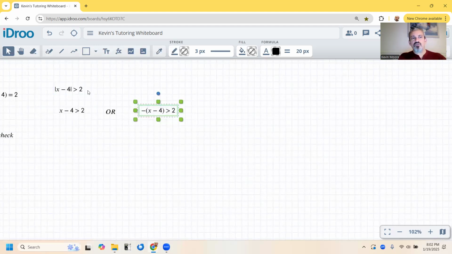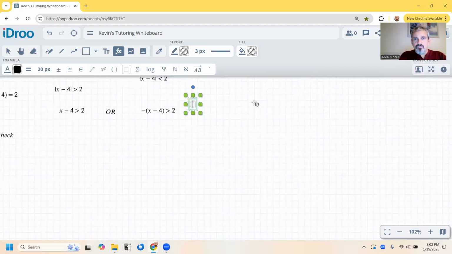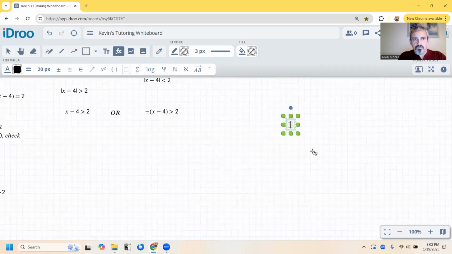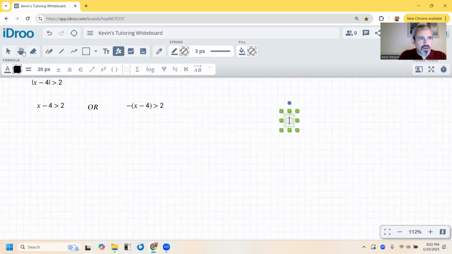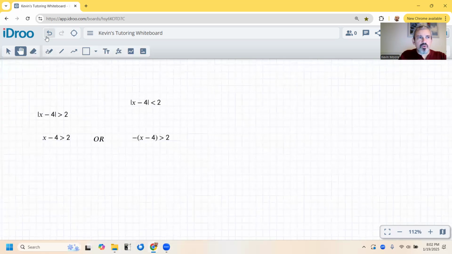If we have an absolute value greater than something, you're going to have the parts on the outside. It's going to be two separate groups, x less than some number and x greater than some number. On the other hand, if we had absolute value x minus 4 less than 2, this one is going to have answers between two values.